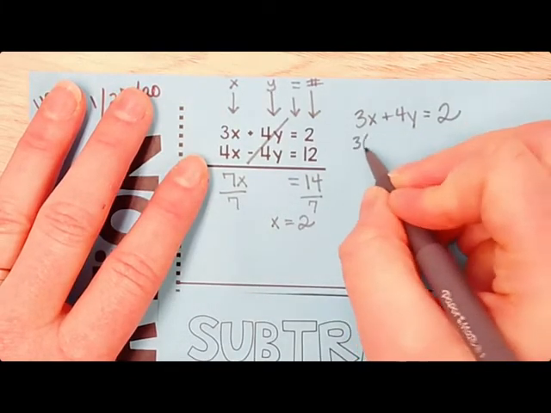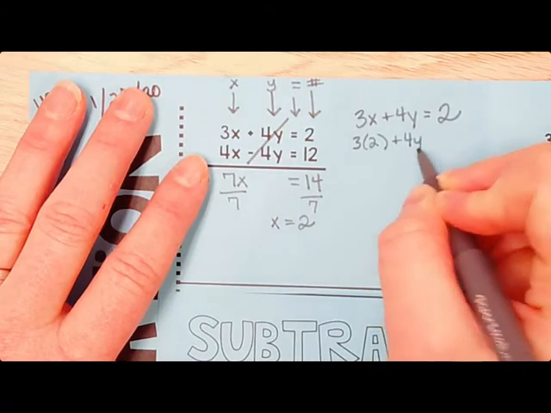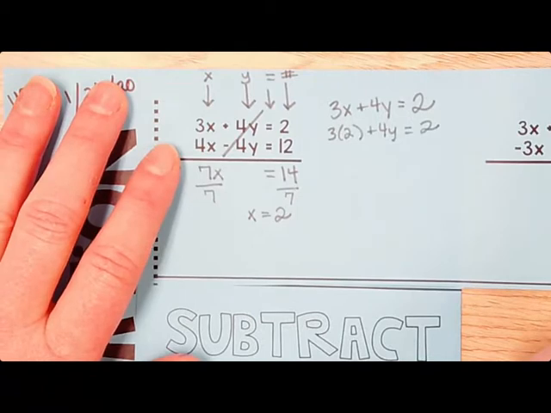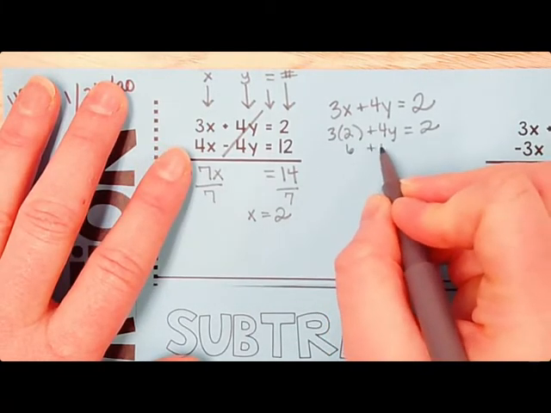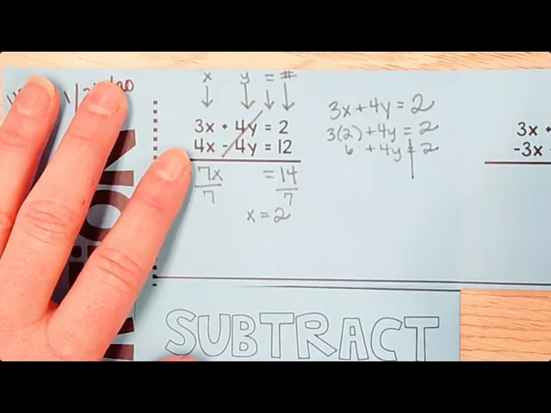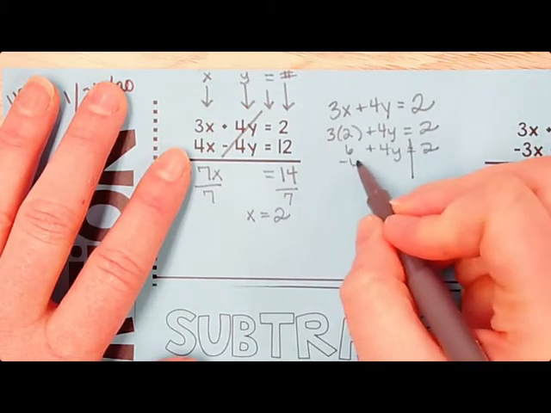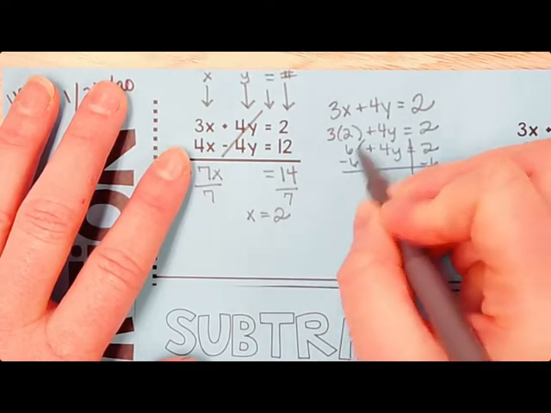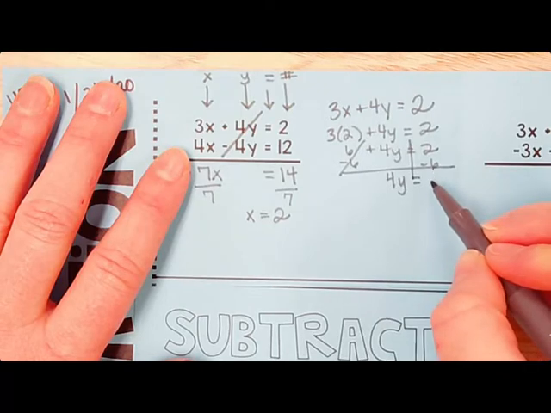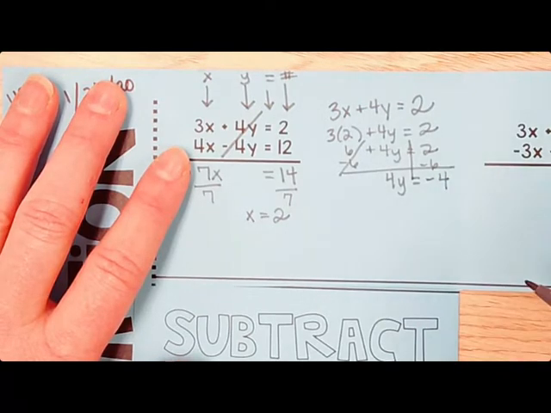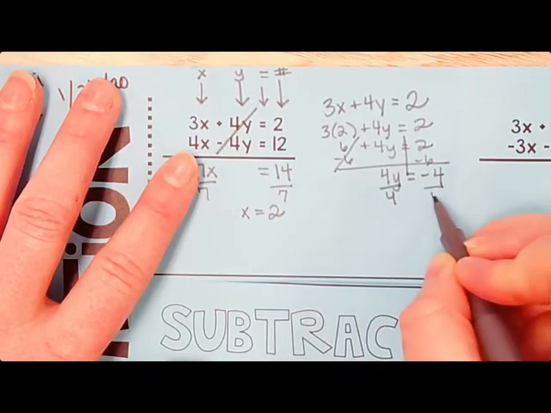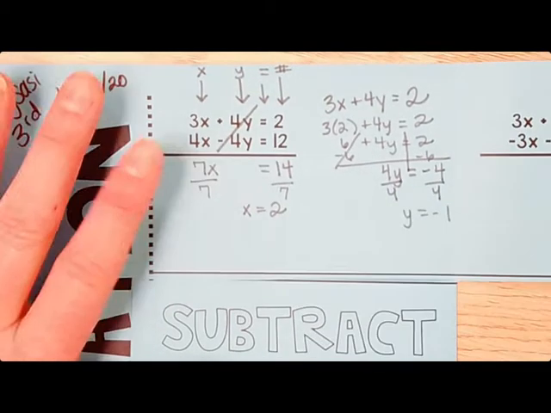So it'll be 3 times 2 plus 4y equals 2. It's 6 plus 4y equals 2. Minus 6, minus 6. 4y equals 2 plus a negative 6, negative 4. Then divide by 4. Then y equals negative 1.